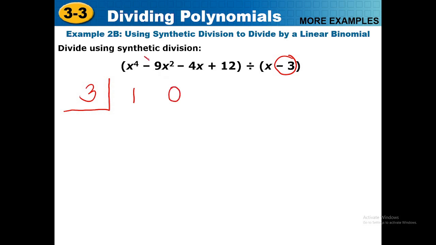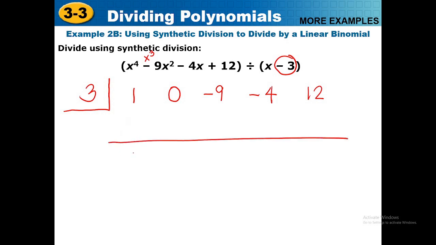Notice that there is a missing term, x cubed. That's why I need to write 0 for x cubed. Next, x squared. Negative 9. Next, x. Negative 4. Next, the constant term 12. So be careful, ha. If you don't place the 0 like this, your answers will be wrong.